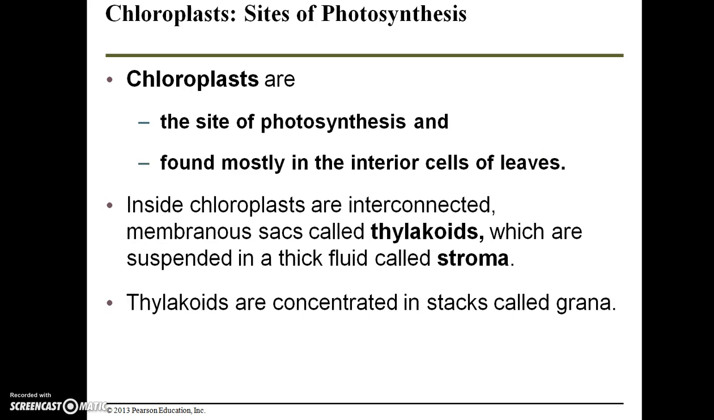Okay, so where exactly does photosynthesis occur? It occurs somewhere within plants, but more specifically, it occurs in organelles within the cells of plants. So chloroplasts are the site of photosynthesis, and they're found mostly in the interior cells of leaves. Inside chloroplasts are interconnected membranous sacs called thylakoids, which are suspended in a thick fluid called stroma. Thylakoids in turn are concentrated in stacks called grana. Singular will be granum.